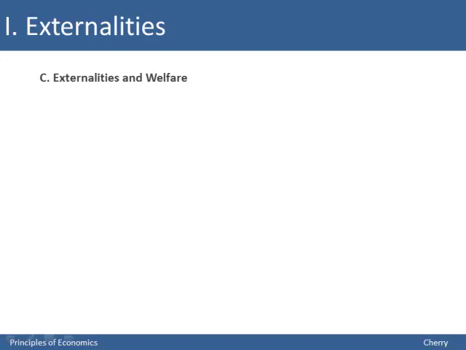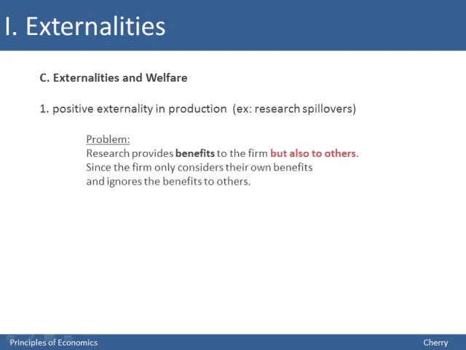So now let's look at externalities in welfare. So first let's look at a positive externality in production. And we use the example of research spillovers. So first let's think about the problem. Research provides benefits to the firm, or NASA or some agency, and that research activity has benefits to the firm and has costs to the firm. But it also has benefits to society as a whole, those external positive effects.